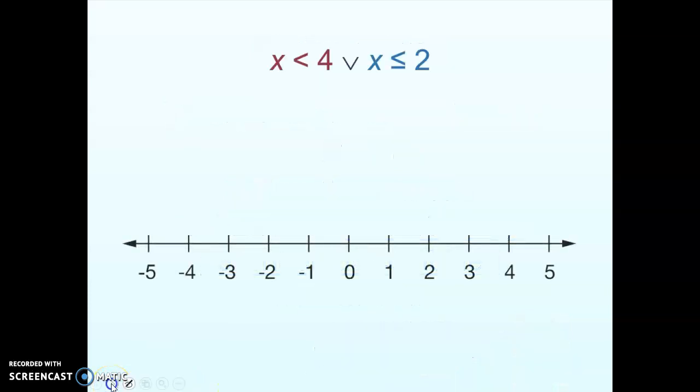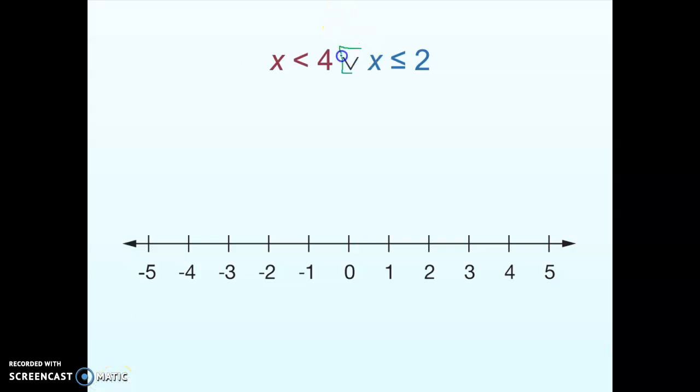Let's take a look at these two. We have x is less than 4 or x is less than or equal to 2. We want to know what solutions would satisfy either or of those inequalities because we're looking at disjunctions.